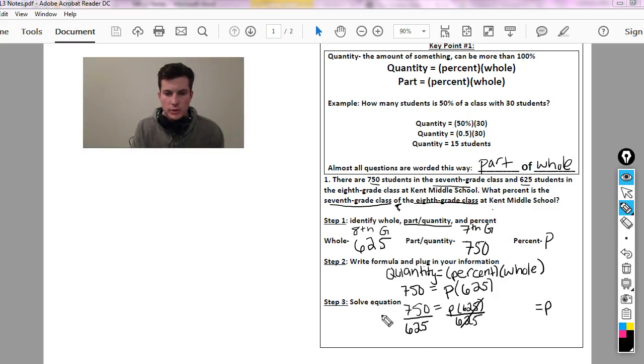Well, what is this fraction equal to? If you have some spare room, we could do the long division. So if you did the long division, this would be 750 divided by 625.